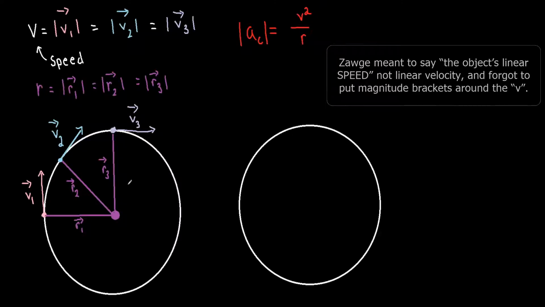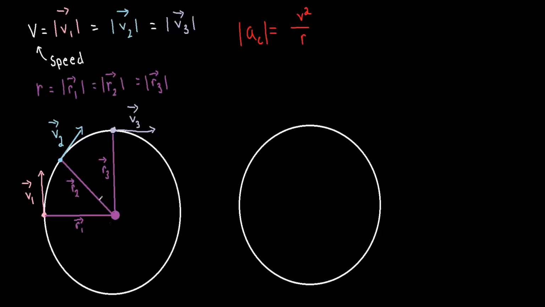So in this diagram, we have an object that is traveling in a circular path with a radius r. And at each point, the object has a velocity which we will denote as v1, v2, and v3. And in this video, we are going to assume that the magnitudes of these velocity vectors are equal to each other. Or in other words, their speeds are equal to each other.